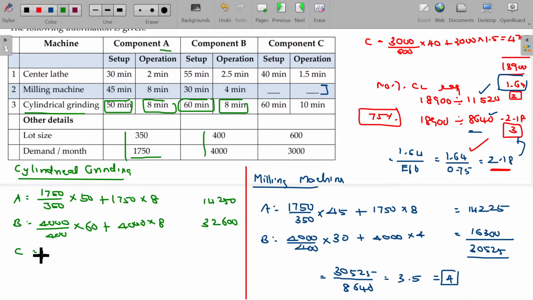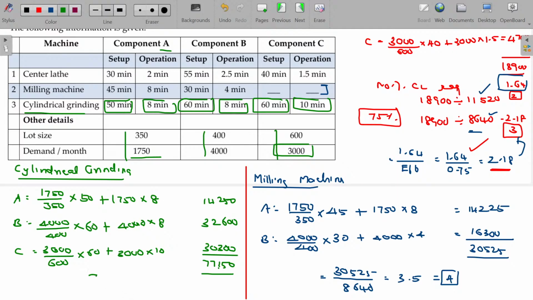For C, 3,000 divided by 600 into setup time, in this case being 60 minutes, plus 3,000 into 10 minutes. What's the value? 30,300. So overall value being 77,150.